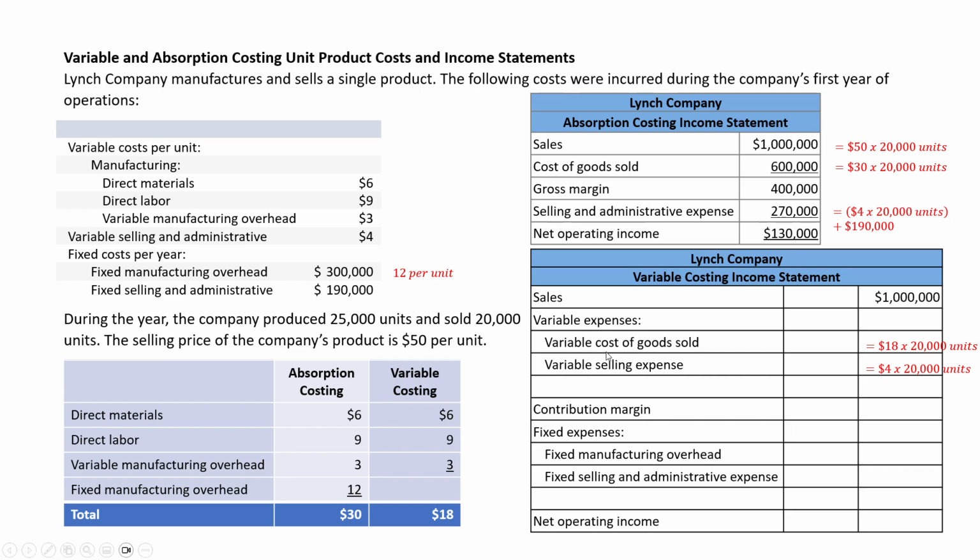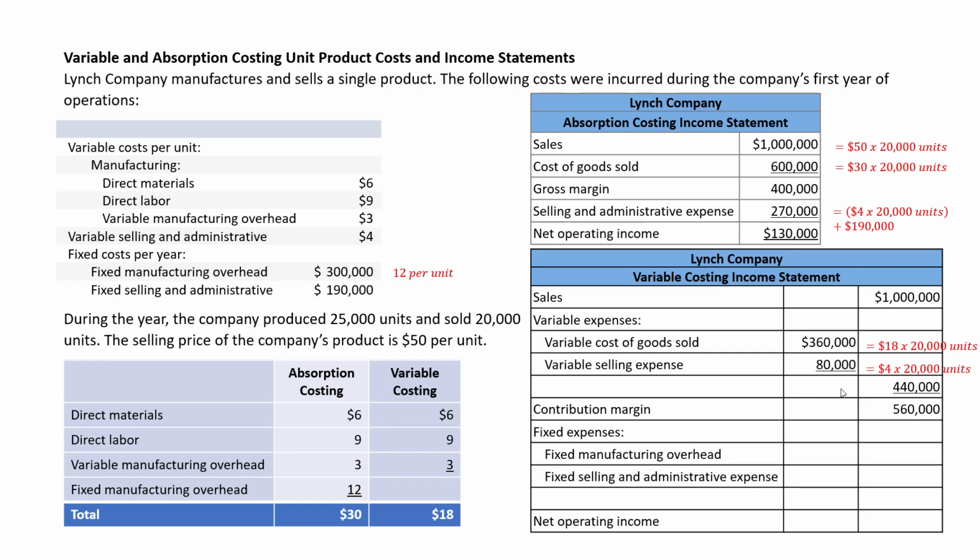So we're going to take our variable cost of goods sold, and recall, using variable costing, that's only $18 because we're only including the variable elements, times 20,000 units sold. We also need to subtract out any other variable expenses, which includes our variable selling expense at $4 per unit times 20,000 units sold. So total variable cost of goods sold is $360,000. Variable selling expense is $80,000. Add those together, and that's total variable expenses of $440,000. Subtract that from our sales, and we get a contribution margin of $560,000.